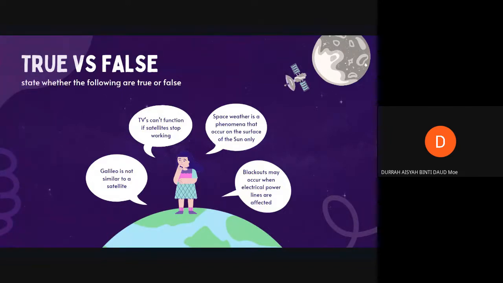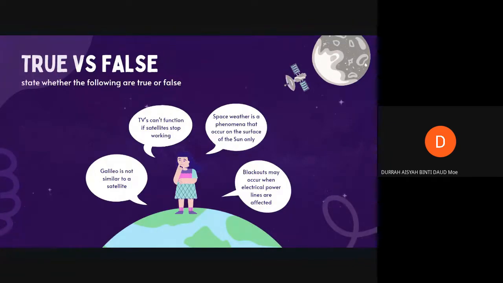Next sentence. TVs can't function if satellites stop working. Is that true or is that false? Okay, so yes, most of the answers in the chat are correct. Without satellites, we won't have much choice in our television programs because there wouldn't be any more direct-to-home broadcasting. So yes, it is true.